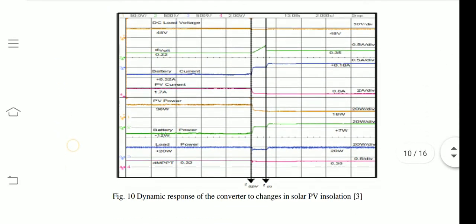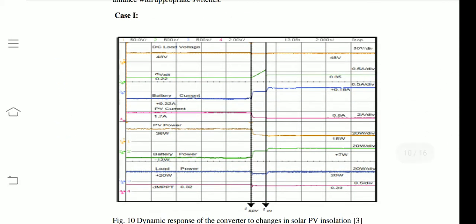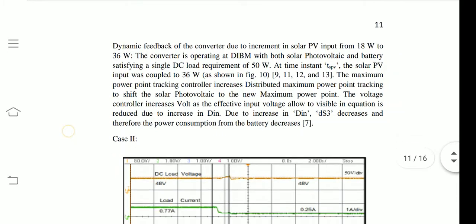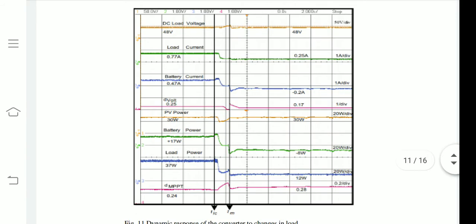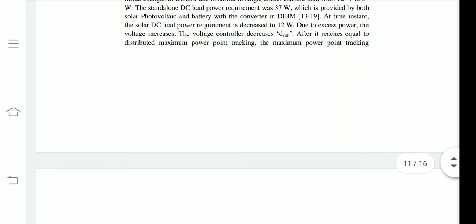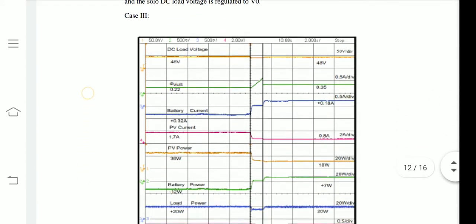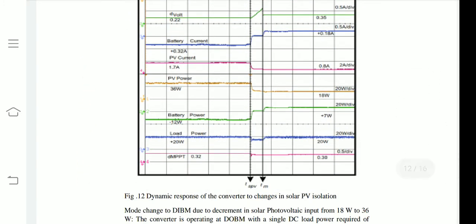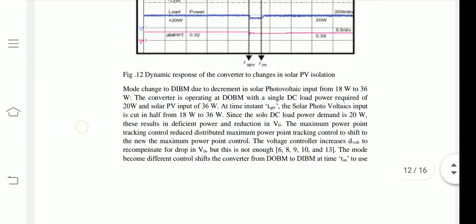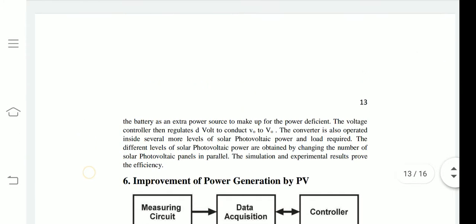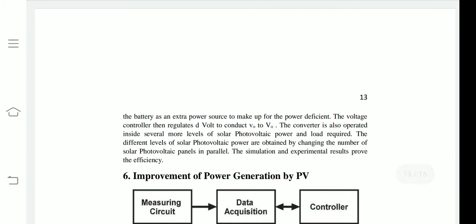Case 1 represents the dynamic response of the converter to changes in solar PV isolation, and case 2 represents the dynamic response of the converter to changes in load. Case 3 represents the dynamic response of the converter to changes in solar PV isolation. The different levels of the solar photovoltaic power are obtained by changing the number of solar photovoltaic panels in parallel.